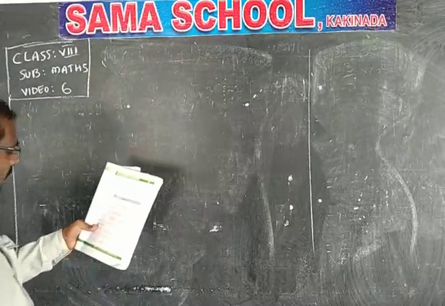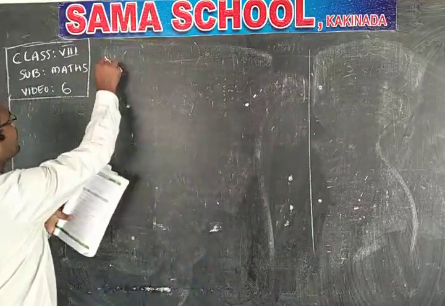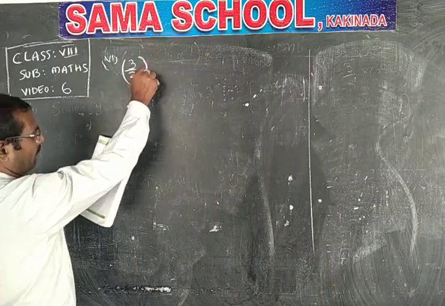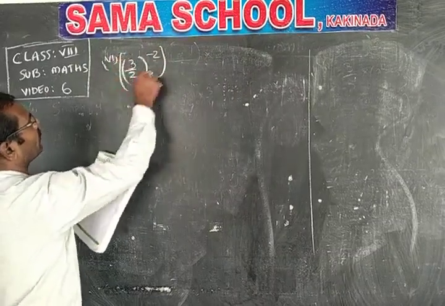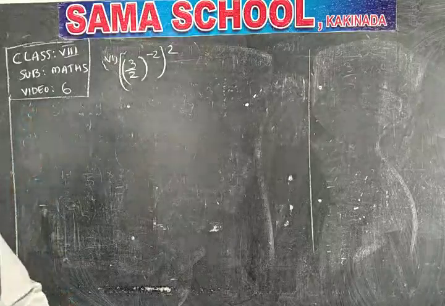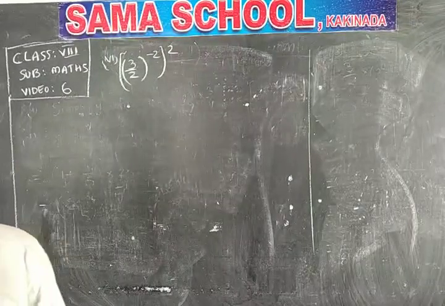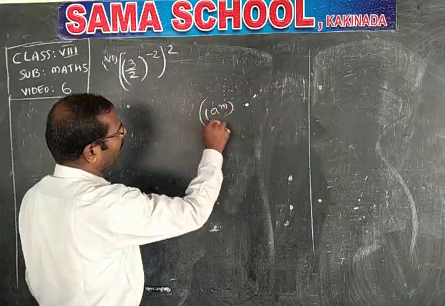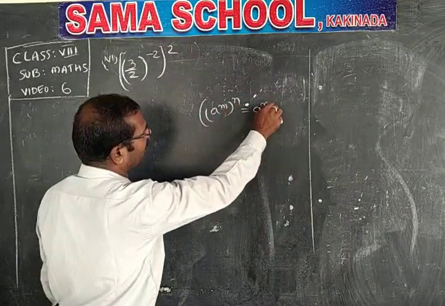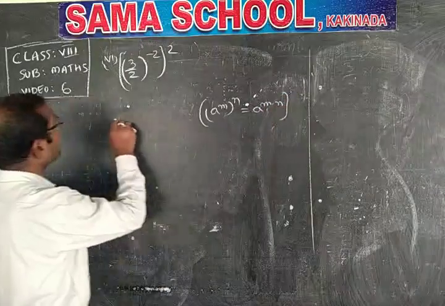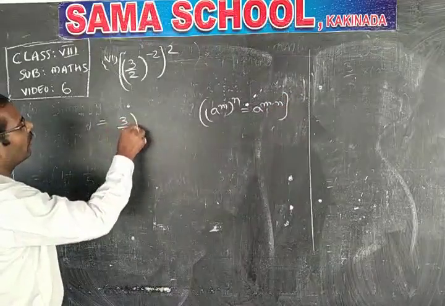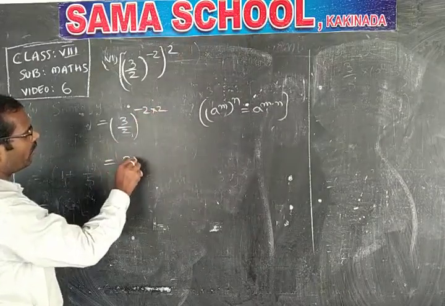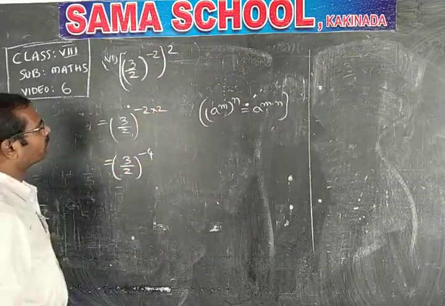Here, what is given? The sum is (3/2) whole power minus 2, power 2. What is the meaning here? (a^m)^n is equal to a^(mn). Like that, you can use (3/2) whole power minus 2 into 2. That means (3/2) whole power minus 4.